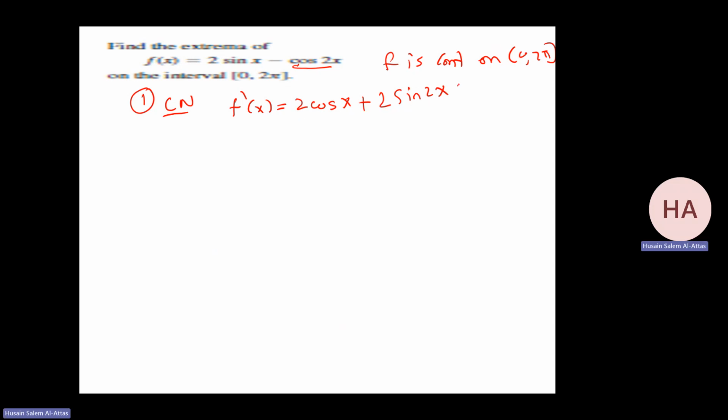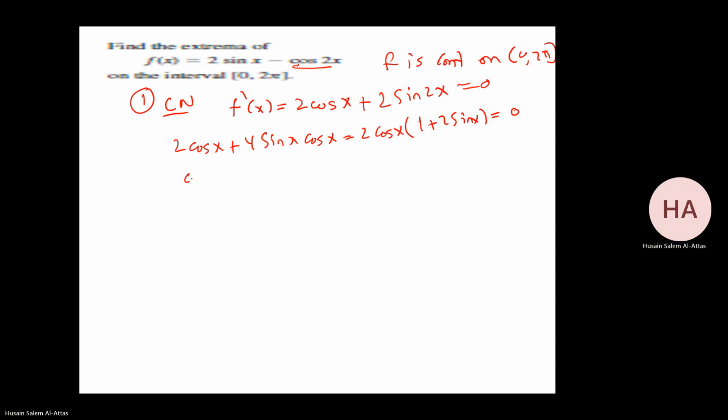So we need to worry only about equal to 0. So I have 2 cosine x plus 4 sine x cosine x equals 0. I can take 2 cosine x as a common factor, and I have 1 plus 2 sine x equals 0. So what are the critical numbers? Cosine x equals 0, so I have x equals pi over 2 and 3 pi over 2. And sine x equals minus half.